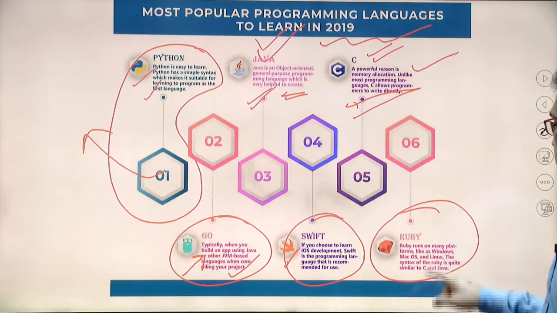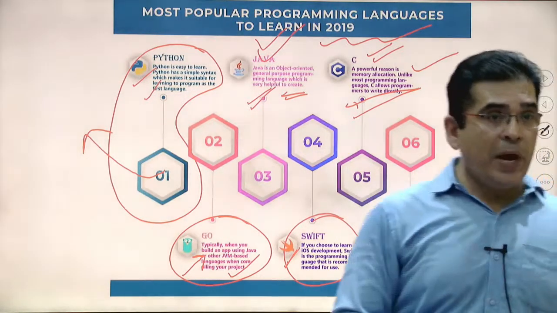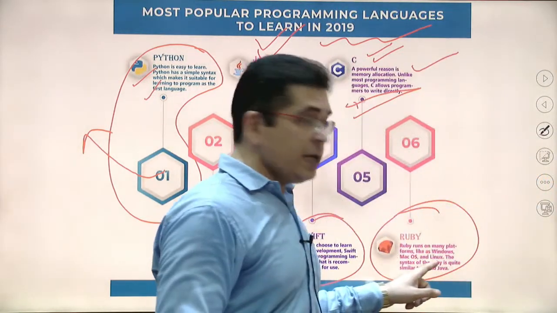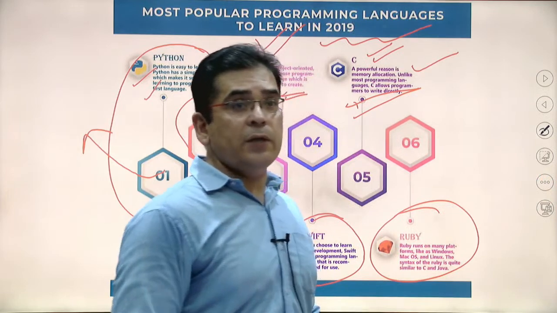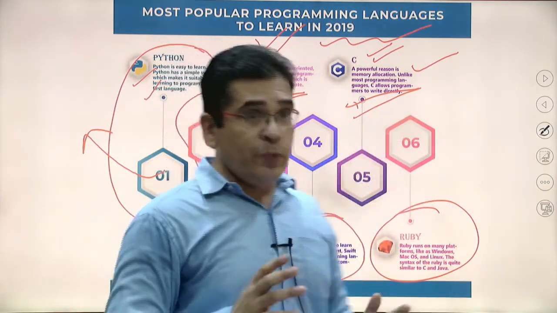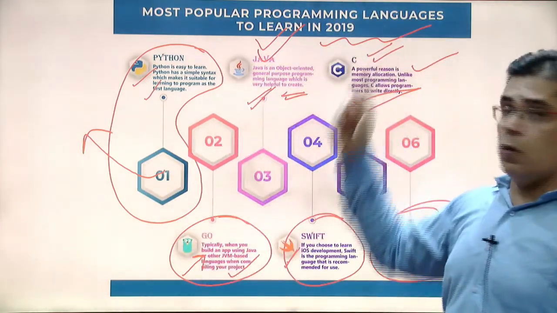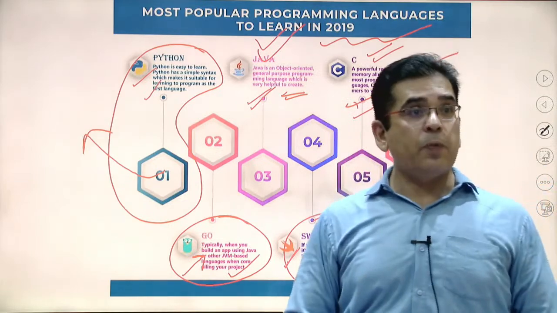The next language is Ruby. Ruby is the language which runs on many platforms like Windows, macOS, Linux. So there are so many environments where you can run the Ruby language. So these are the 6 major platforms nowadays, since 2019 onward, where programmers are programming.